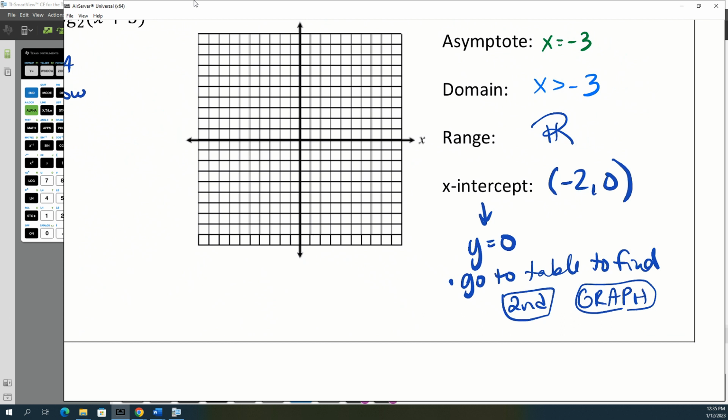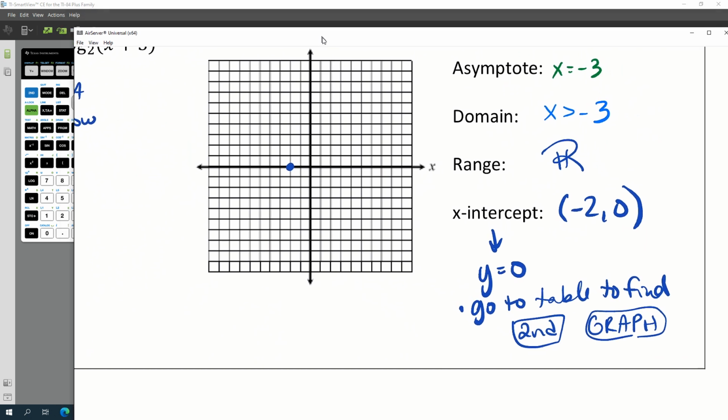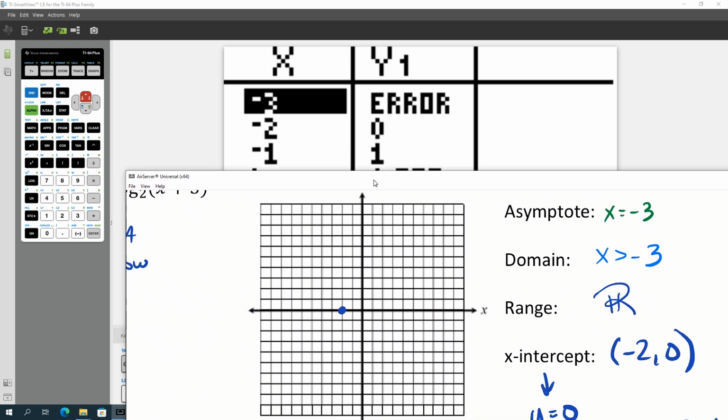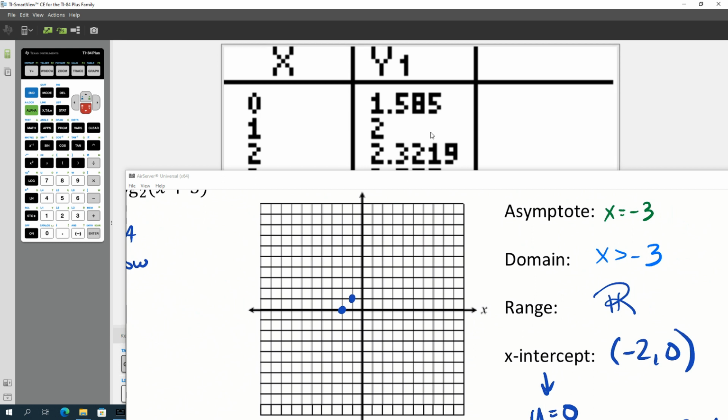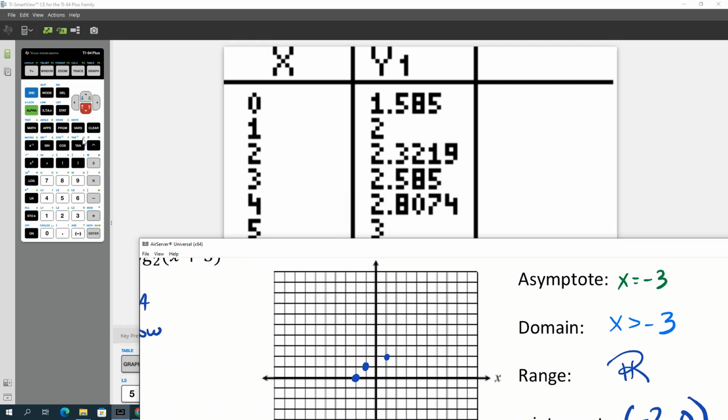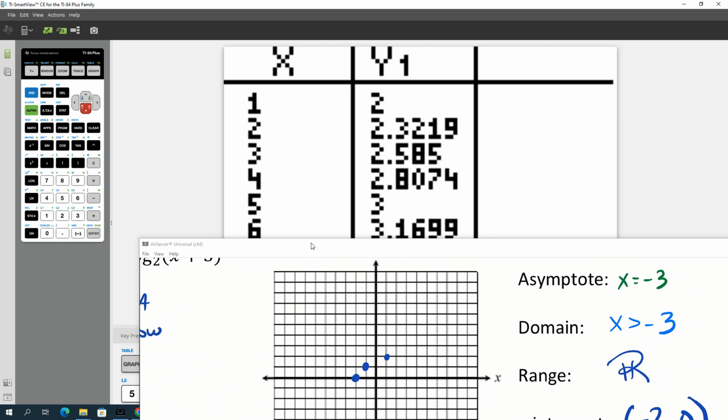So I'm also going to go ahead and graph that. All right, and then I'm going to get a few other points just from our table while we have it up there. So looking at the table, I can also see I have a point at -1, 1. Now I'm not going to graph these decimal numbers, but I'm going to graph 1, 2. And we'll do 5, 3.